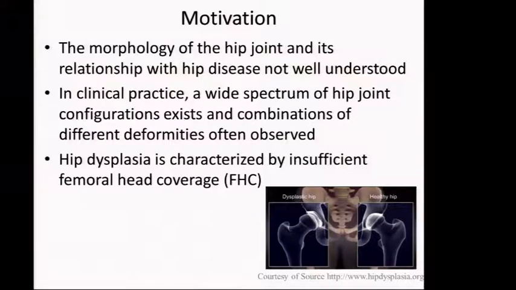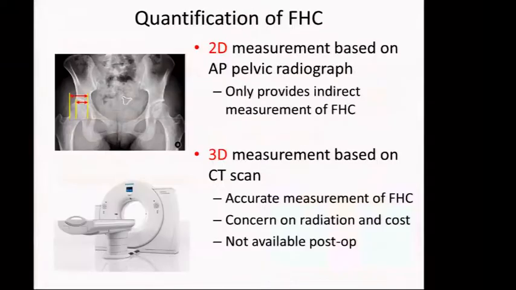I think the motivation is that the morphology of the hip joint and its relationship with hip disease is not well understood. I think you are the expert. So in clinical practice, a wide spectrum of hip joint configuration exists, and combinations of different deformities are often observed. For example, hip dysplasia is characterized by insufficient femoral head coverage. So both 2D and 3D methods have been introduced to quantify femoral head coverage.